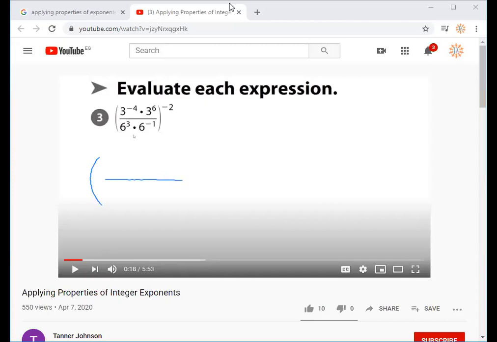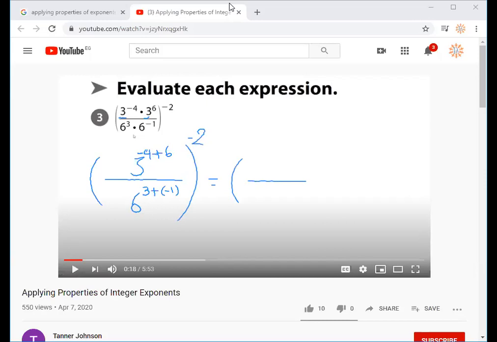First, someone can say, Miss, I note that I have 3 and 3, right? So we can put 3, and then I'm going to add -4 plus 6. And what about the denominator? You have 6, and then 3 and -1. So I'm going to add 3 plus -1, and then close the parentheses, and don't forget that you have -2. So what was the first step?